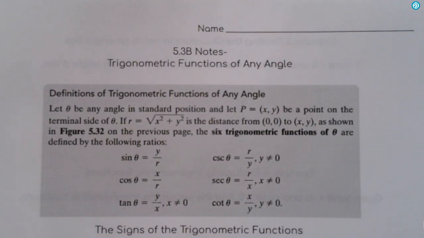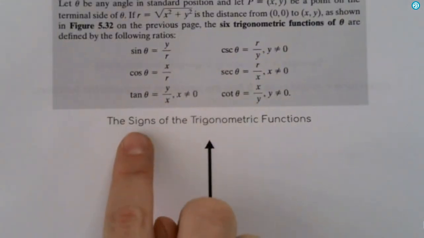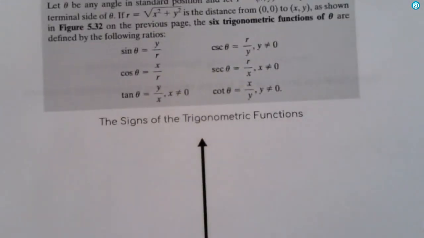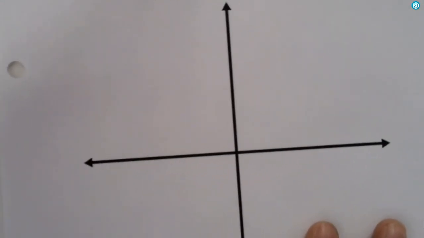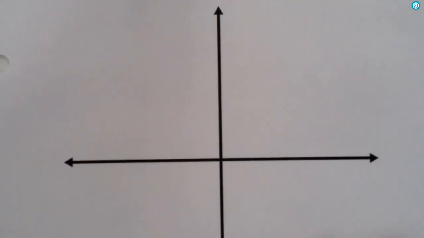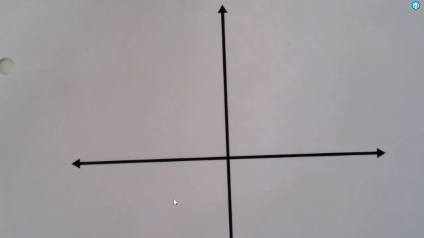What we are going to talk about is the signs of the trigonometric functions, which is kind of confusing because by signs, I mean whether they're positive or negative. I don't mean sine as in S-I-N-E, the trigonometric function called sine. I'm talking about whether they're positive or negative. So down here on your coordinate plane, I just made this so we could put all of our information on it.